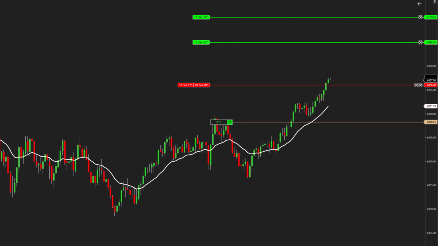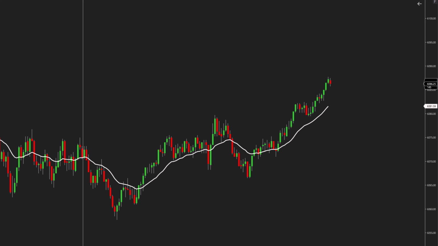Good trade, great trade. Locking in profits now. This was a good one. Keep pushing. Push up, push up, push up. Stop filled. Great win. We'll take it. Awesome.